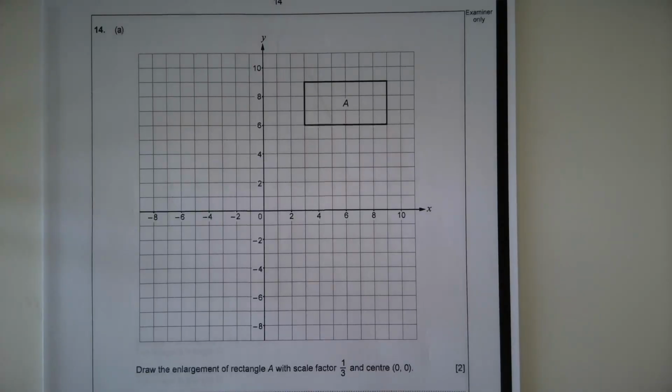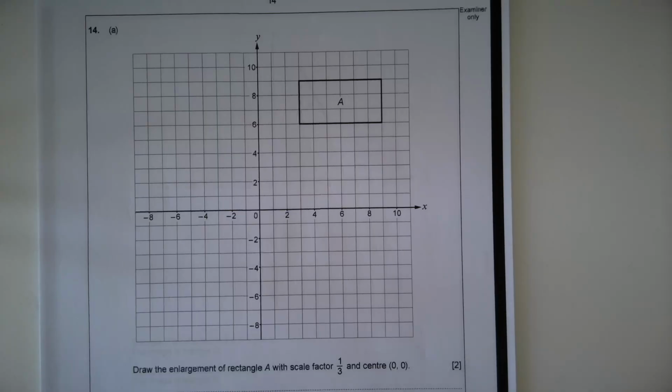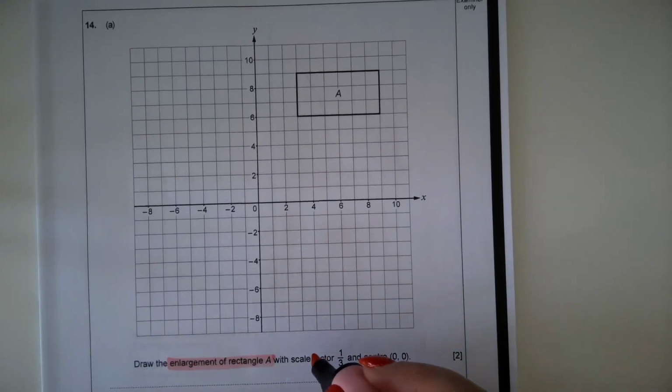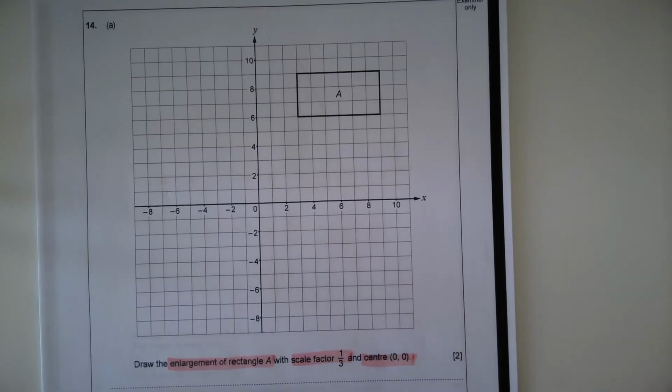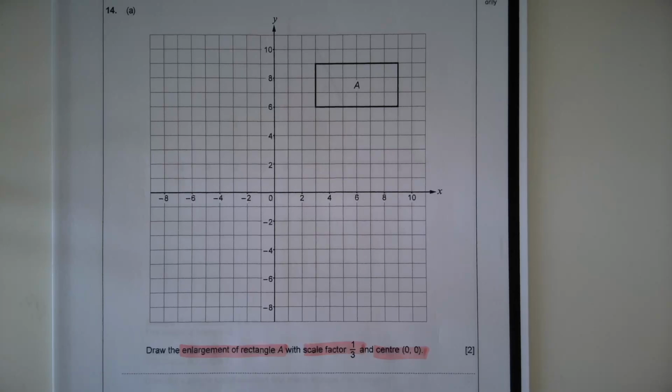Question 14a. So we've got a coordinate grid and we've got the shape A plotted on that coordinate grid. Draw the enlargement of rectangle A with a scale factor of 1/3 and a centre 0, 0. So we're going to draw an enlargement of that shape. The scale factor is 1/3. So even though it says enlargement, I know that the size of that shape is going to reduce because the scale factor is less than 1. It's a fraction. But we're going to reduce it and from a centre 0, 0.